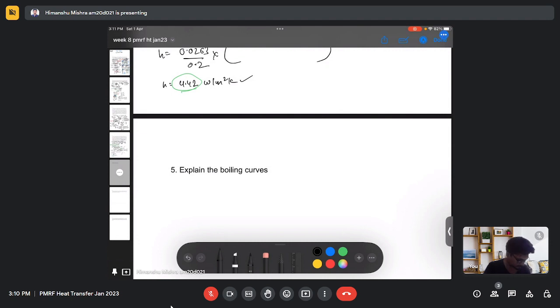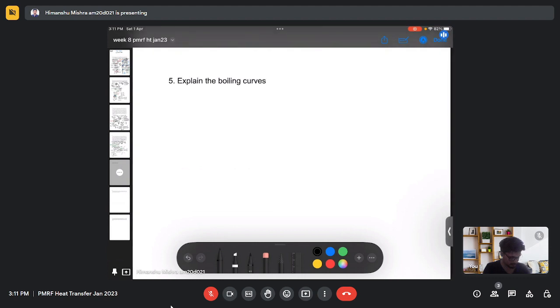So let's start with today's tutorial. This question in this PDF is the continuation from the previous tutorial. I had included a few questions from boiling heat transfer in the previous PDF, so I will continue from that. For today, the first question is: explain the boiling curves.